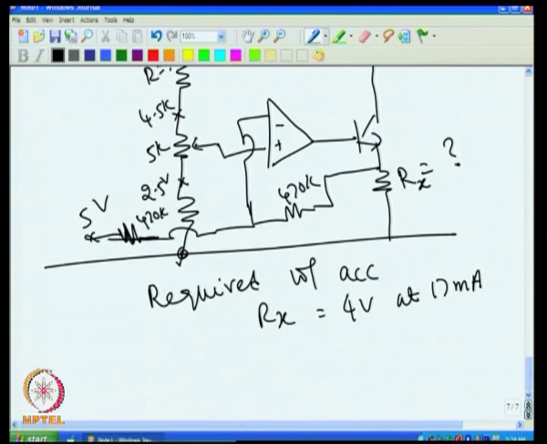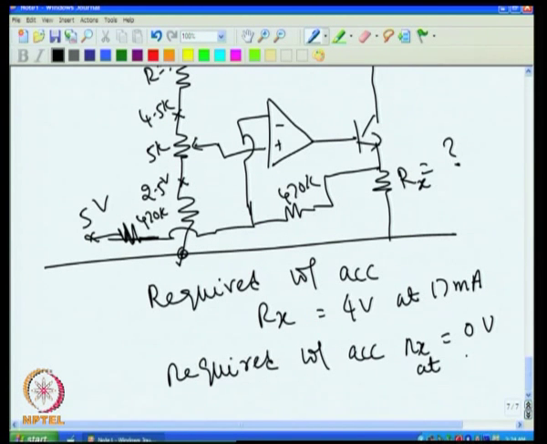At 17 milliampere current, and of course, the required voltage across Rx is almost 0 volt or very small voltage at about 1 milliampere current. Say it can be very small, that I can adjust to nearly 0 volt at 1 milliampere or less. Now, this small voltage can be taken care of easily, that I will show you a little later.